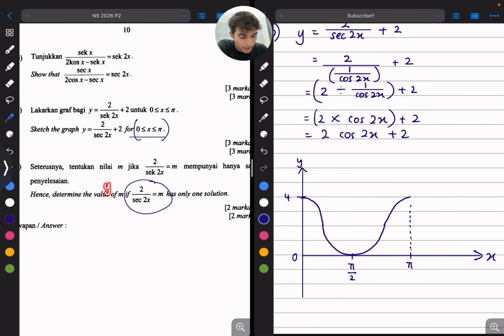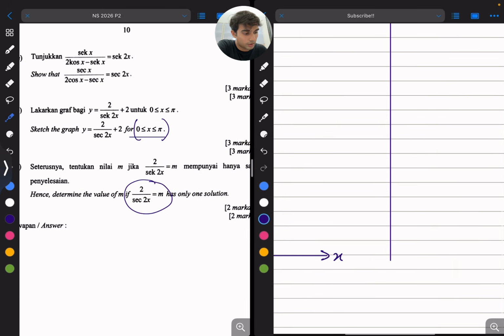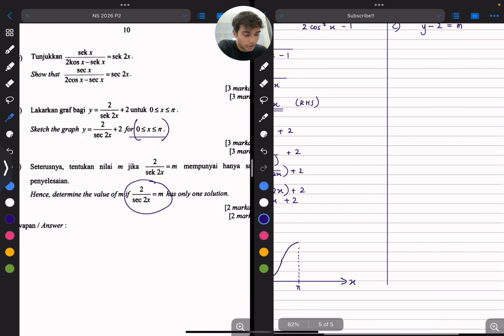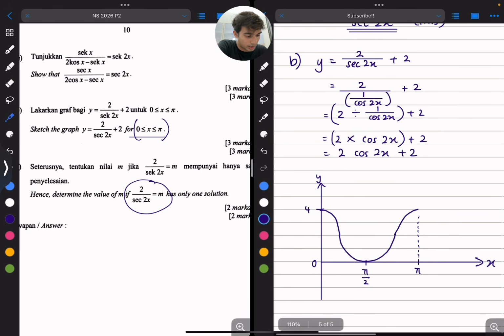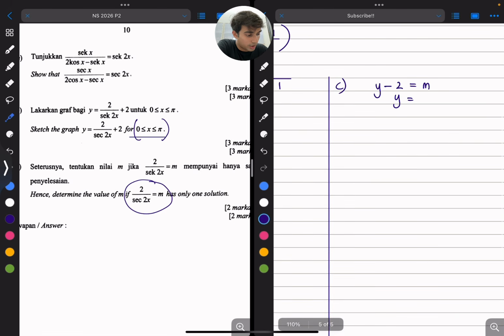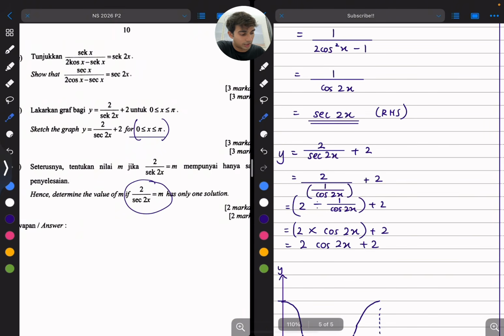So we can say Y minus 2 equals to M. I'm just going to say Y minus 2 equals to M. And they say this one has only one solution. Okay. So basically, Y equals to M plus 2, right? So M plus 2 is going to be a horizontal line. Because if Y is a constant, it's going to be a horizontal line.